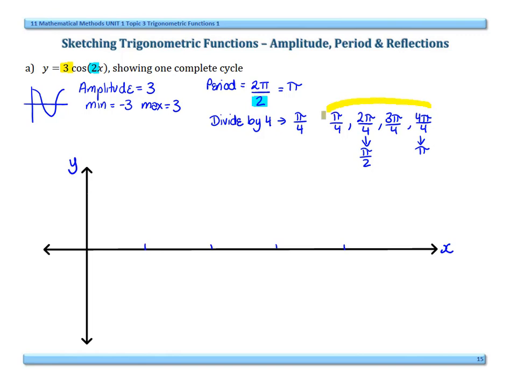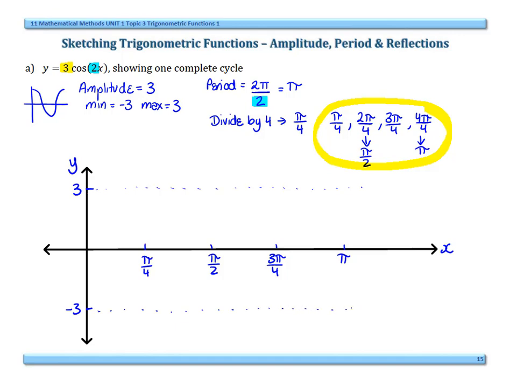These points that I found by dividing my period by 4 go on my axes. So I've got pi on 4, pi on 2, 3 pi on 4, and pi. I put in my amplitude. Again, use a ruler. 3, -3. If it helps, draw a dotted line going across. Just to show you, I'm going to draw in dotted lines going through those key points.